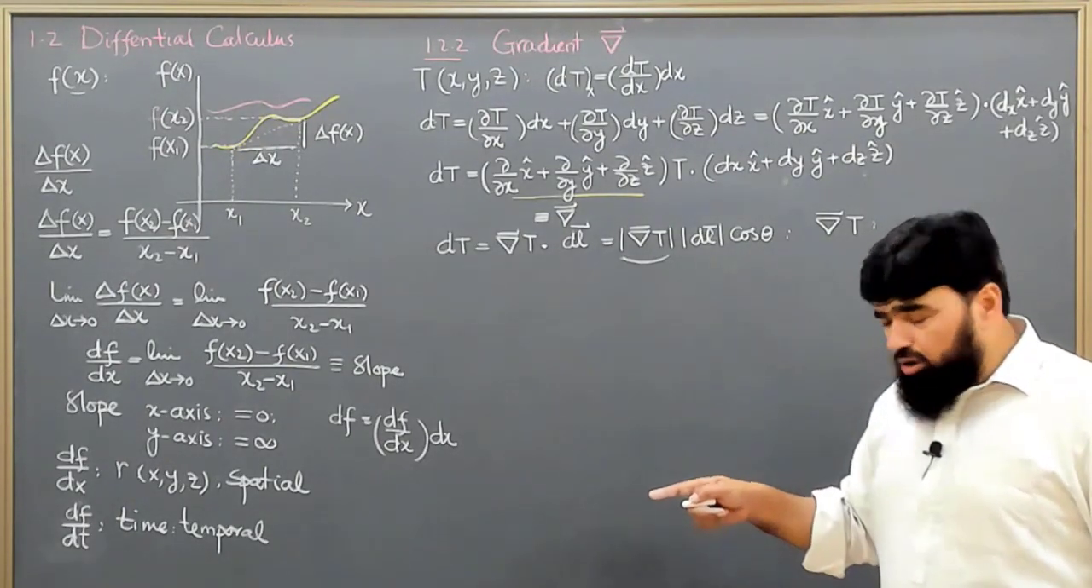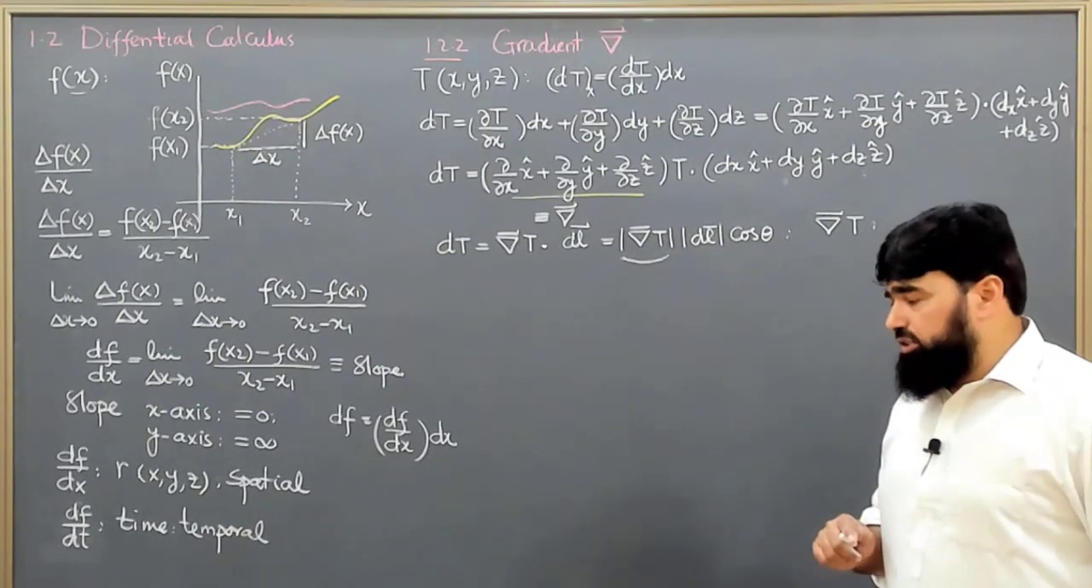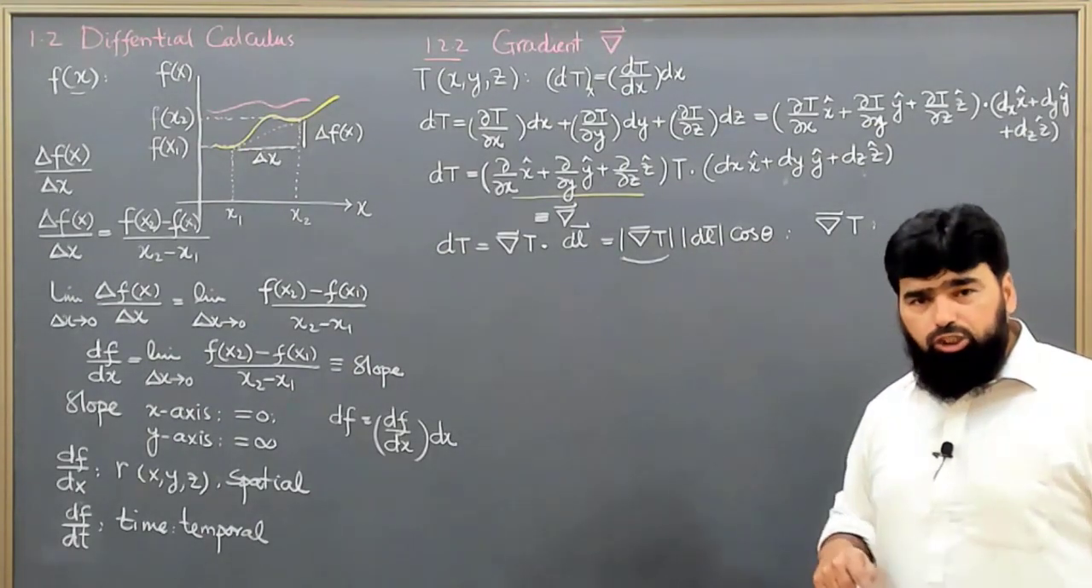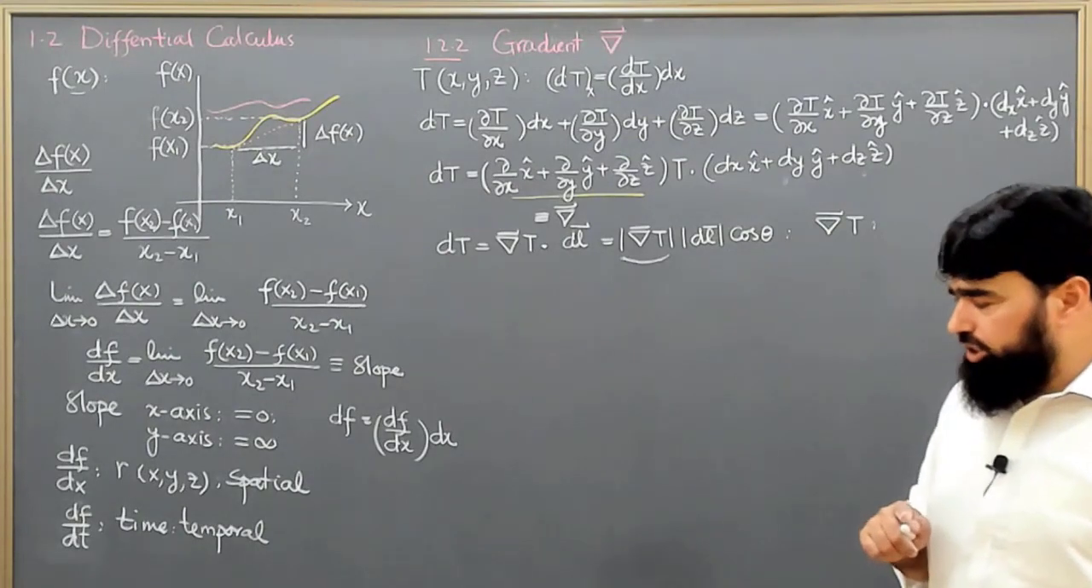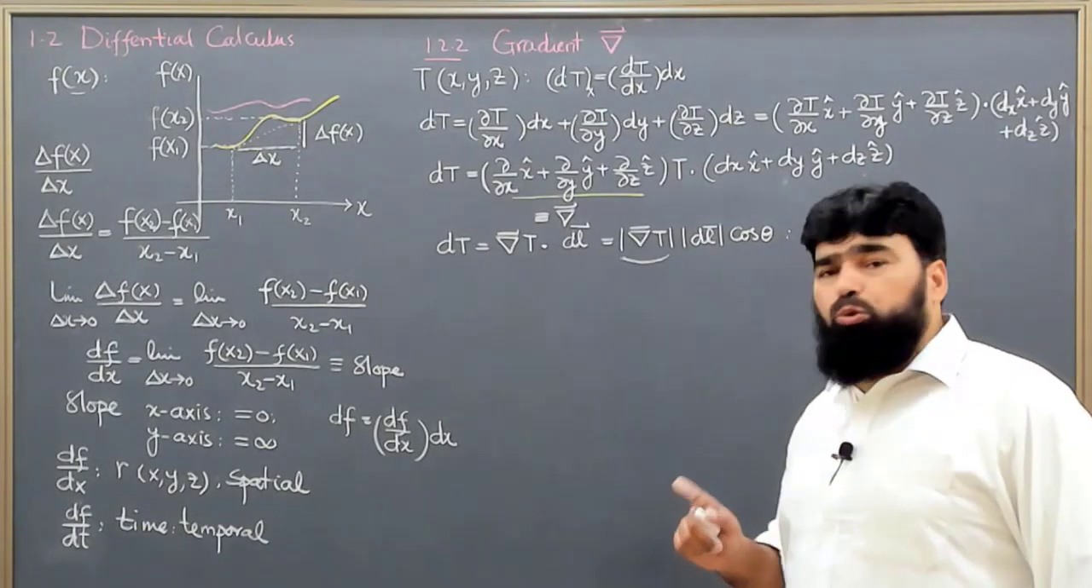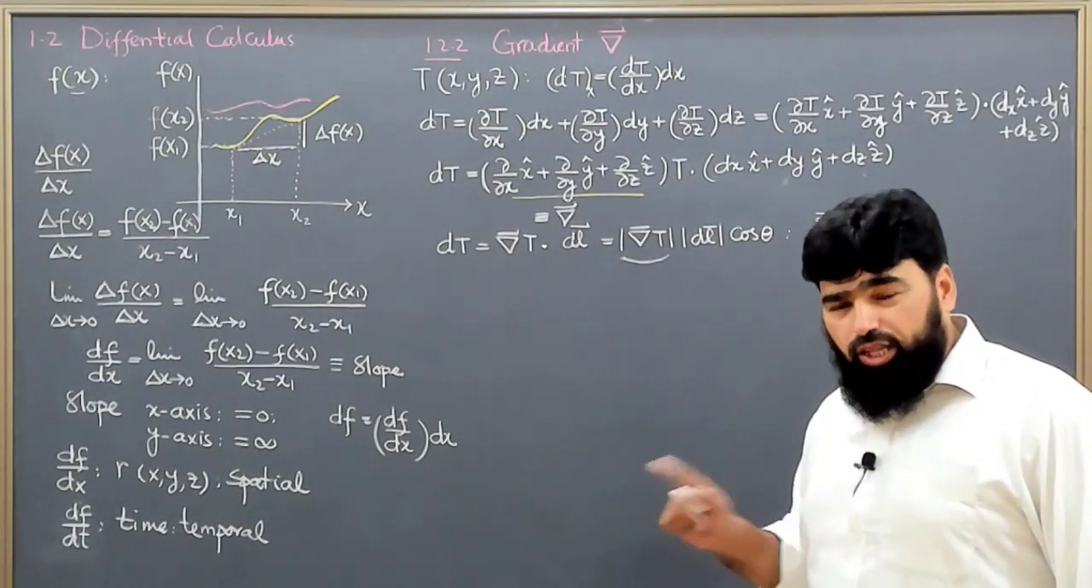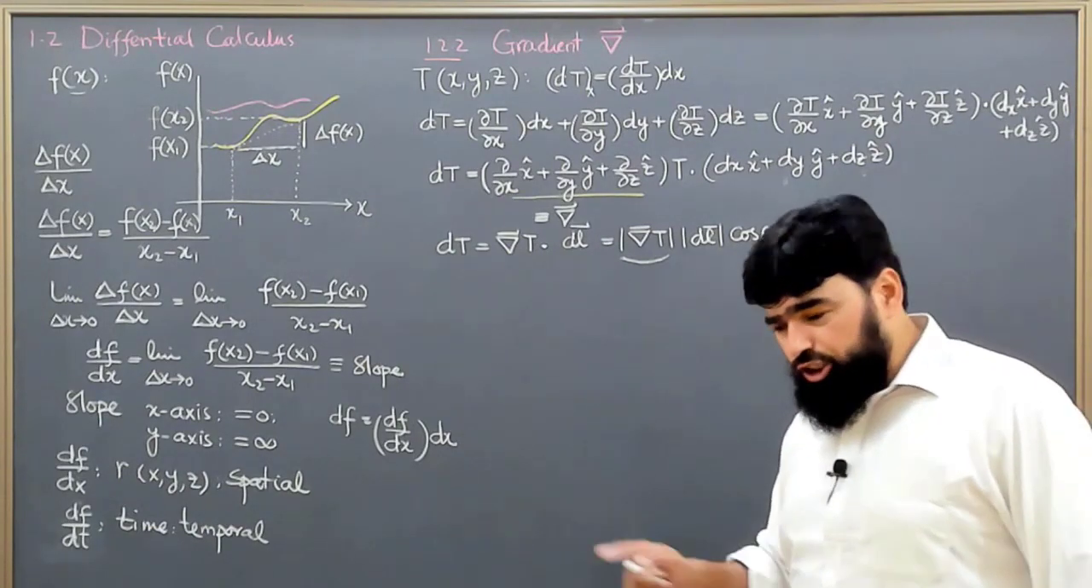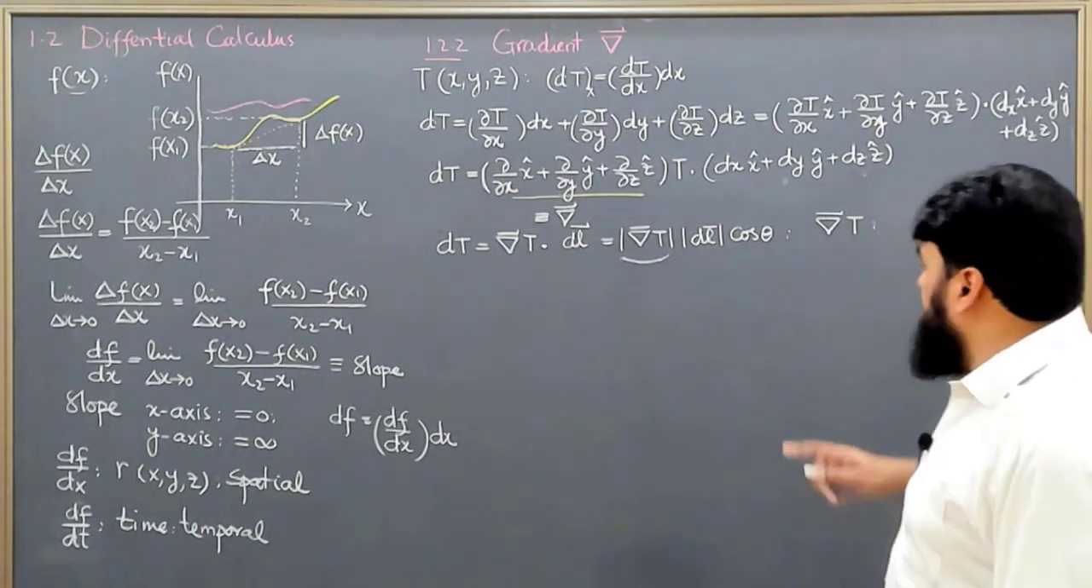But among all these directions, among all these variations, there will be one direction in which the variation will be the maximum, and that direction or that change is called the gradient.